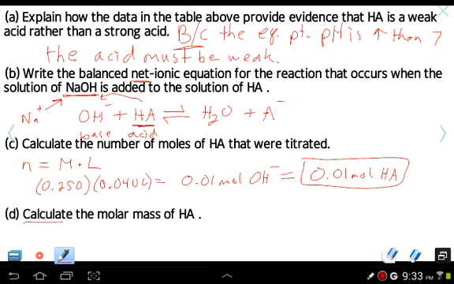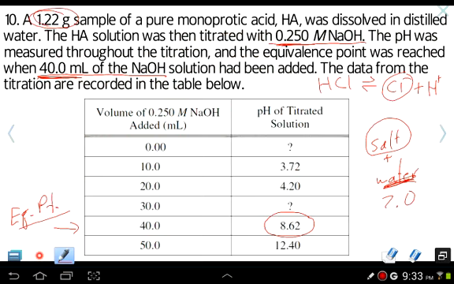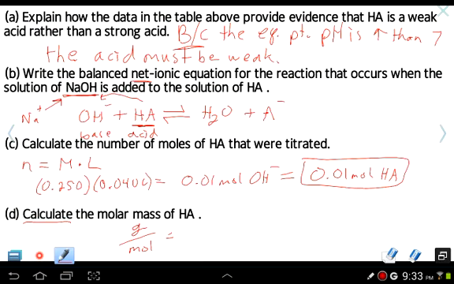Next, they want us to calculate the molar mass of HA. That's simple enough. Molar mass is grams over moles. The grams of the acid was given to us as 1.22. Let's just plug that in. 1.22 over 0.01, and dividing by 100th is the same thing as multiplying by 100. So this should be simply 122 grams per mole.